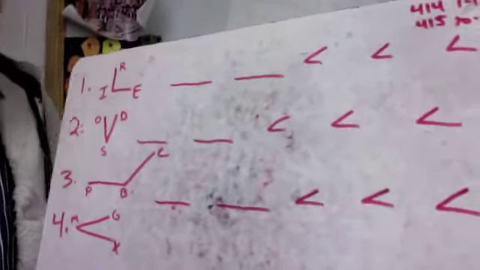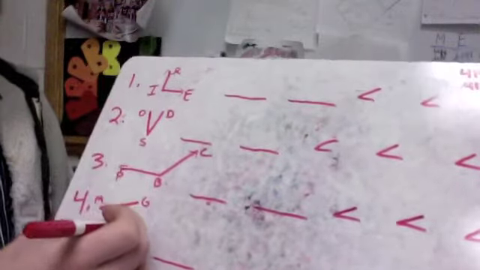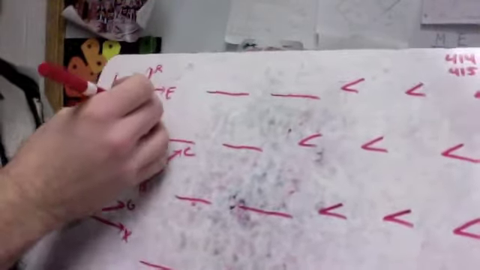Alright, all you needed to do on this one was name the vertex. Pretty simple. It's just where the two rays come together, and I really should have these arrows drawn at the ends because these are rays. There we go, that's better. Alright, so the first one, the vertex should be I.